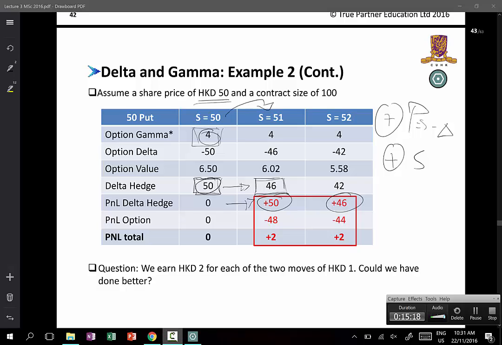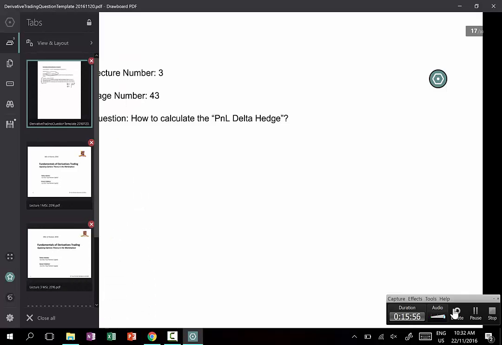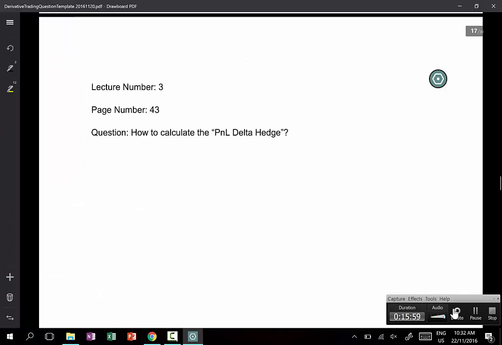And delta goes down, or at least the absolute value of delta goes down because your put option becomes more out of the money. And then if it goes from 51 to 52, then of course your new delta P&L would be driven by your delta at the spot price of S equal to 51. Okay, so that's the reason for that. So that is I think question 17 here.